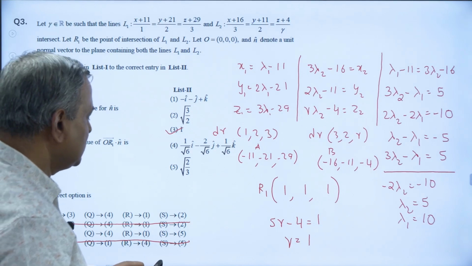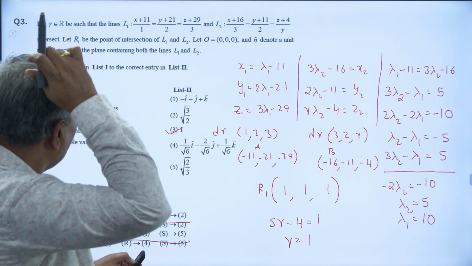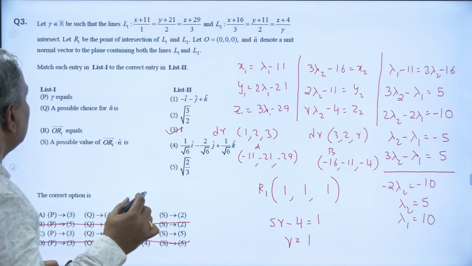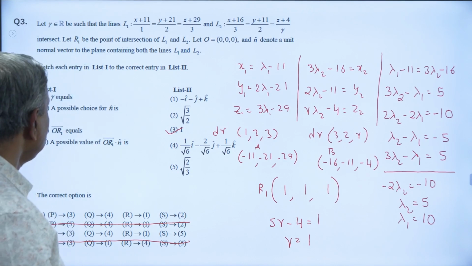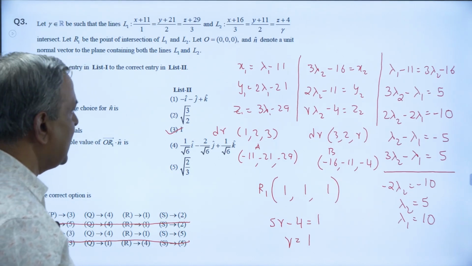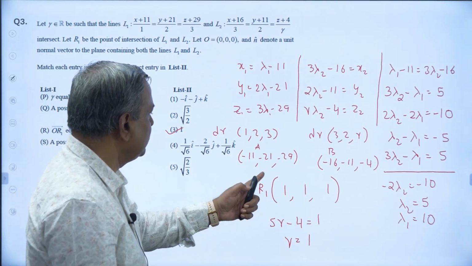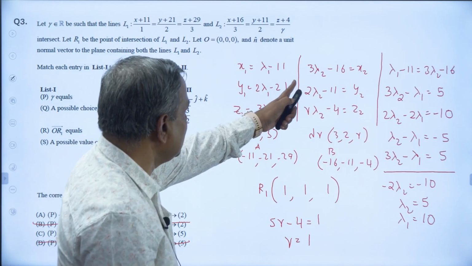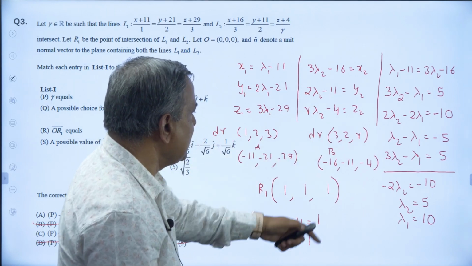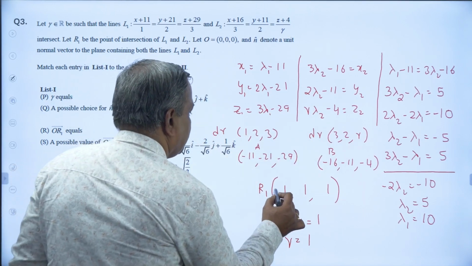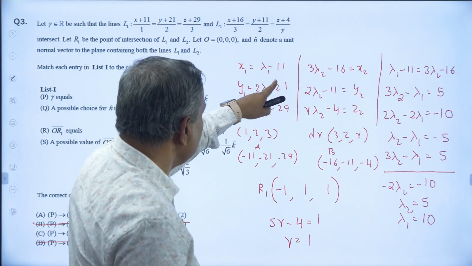Let me check. Gamma is equal to 1 is correct. This is 1, 1, 1 only. R1 is the point of intersection, right? 1, 1, 1 is correct. O is the origin. i plus j plus k is also correct. Anywhere mistaken? 1, 1, 2, 3. This is correct. Lambda 1 for 5, lambda 2 if we put 5, this is 15. 15 minus 1, so minus 1 will come. If we put lambda 1 as 10, 10 minus 11, minus 1 will come.